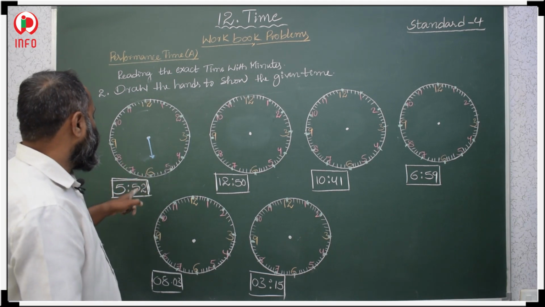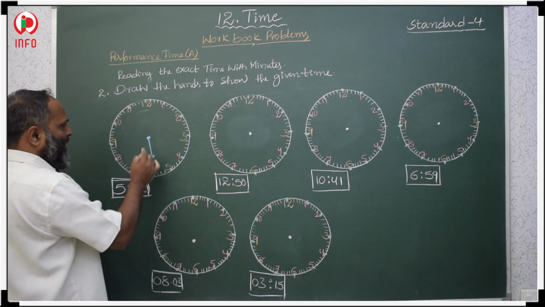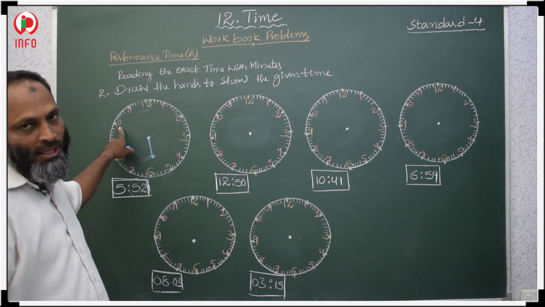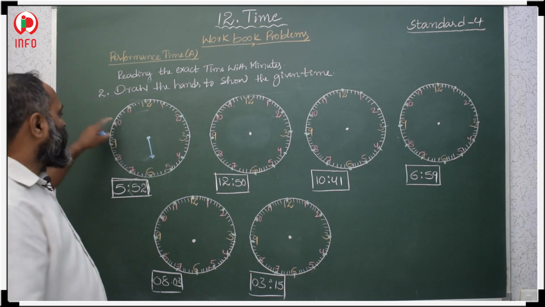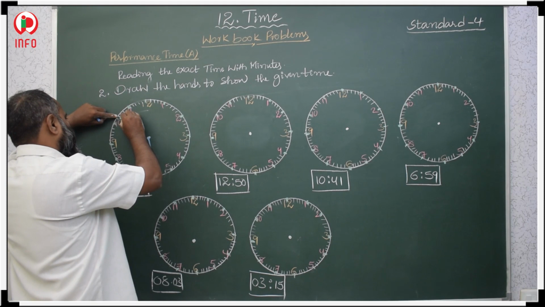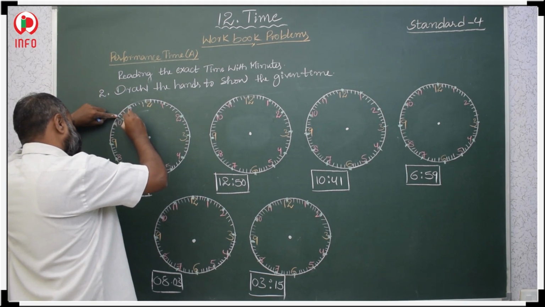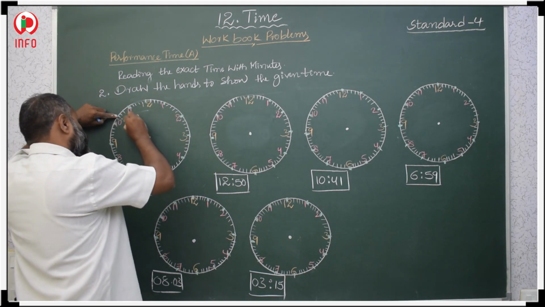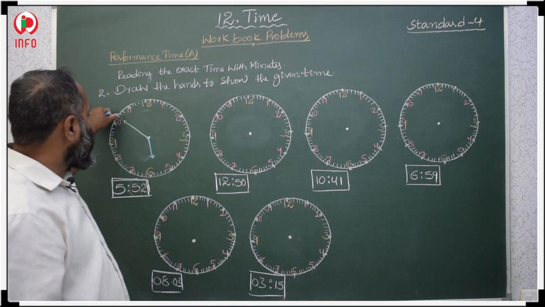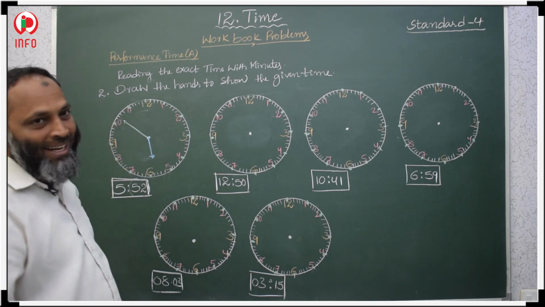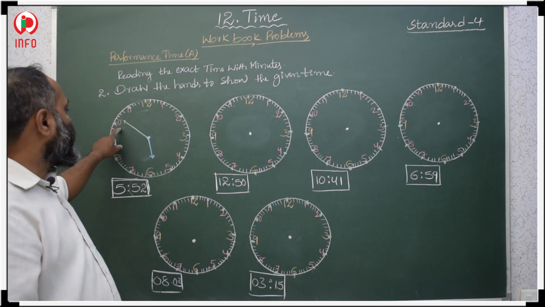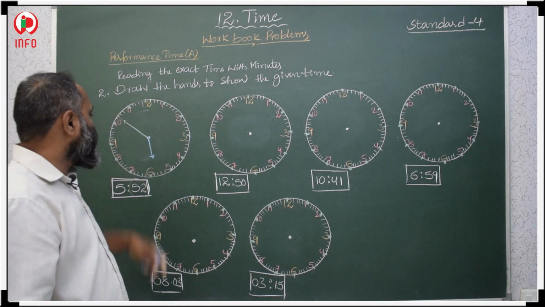And 52 minutes: if the minutes hand is at 10, then that is 50 minutes. After that we have to take 2 more minutes. So 50, 51, 52. Here we should draw the minutes hand at 52. Okay, so this is our 52. Where is 50? At 10, 50 minutes. Why? 5 tens are 50. If the minutes hand is at 10, then 50 minutes. 50, 51, 52, 2 more minutes we have to take.